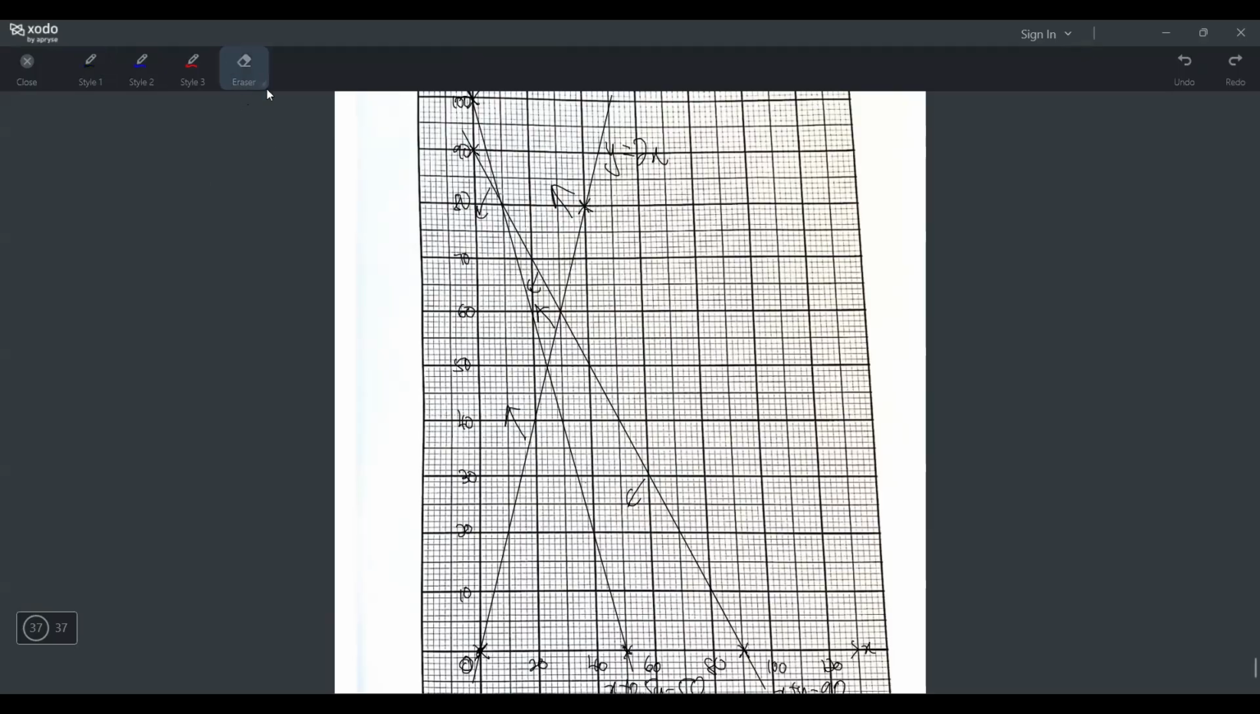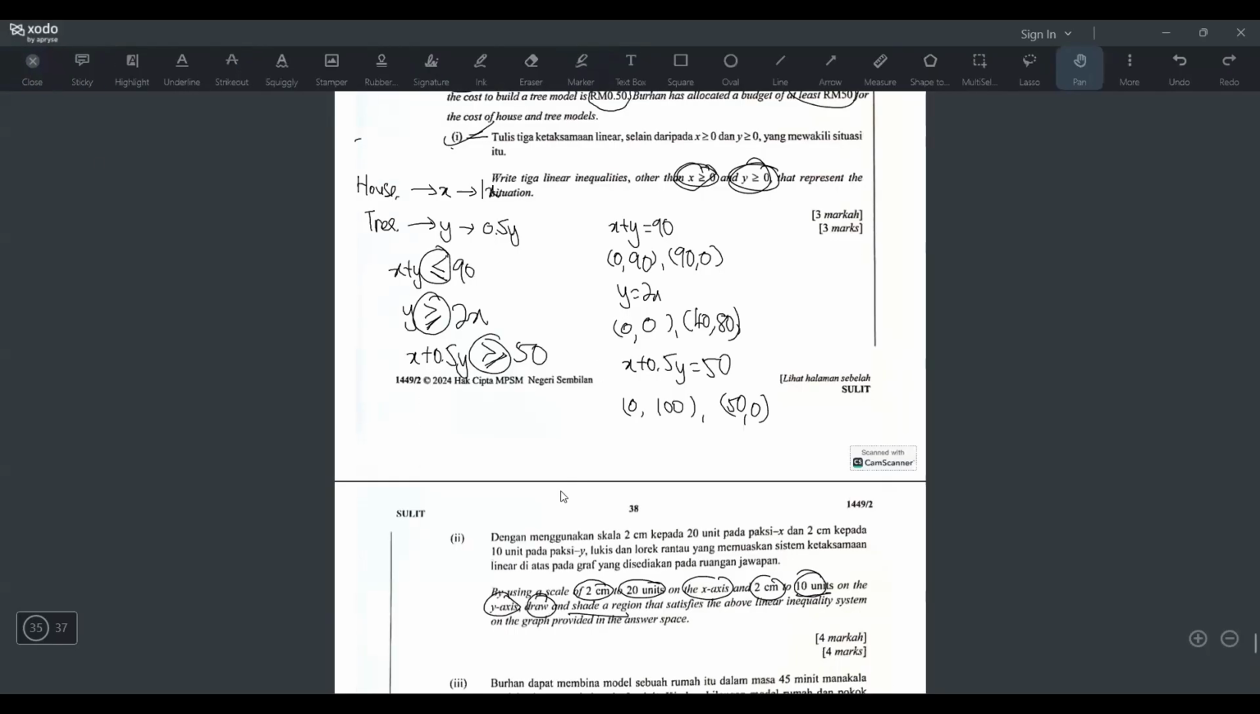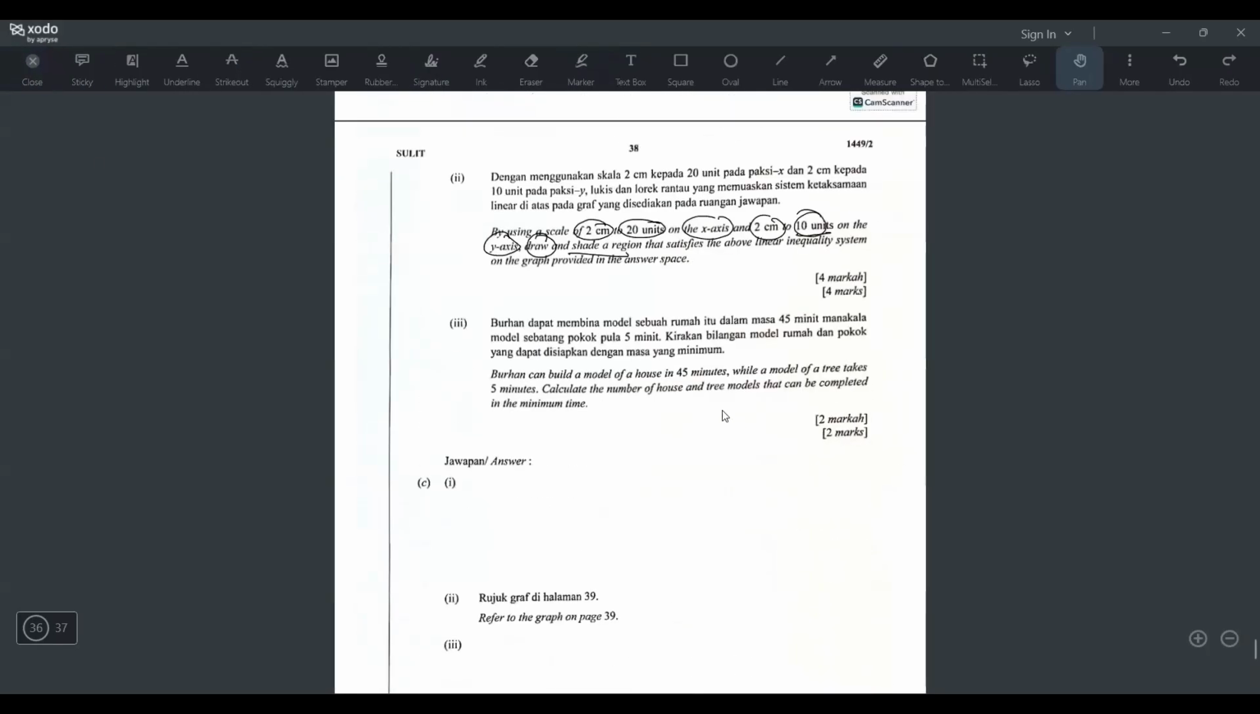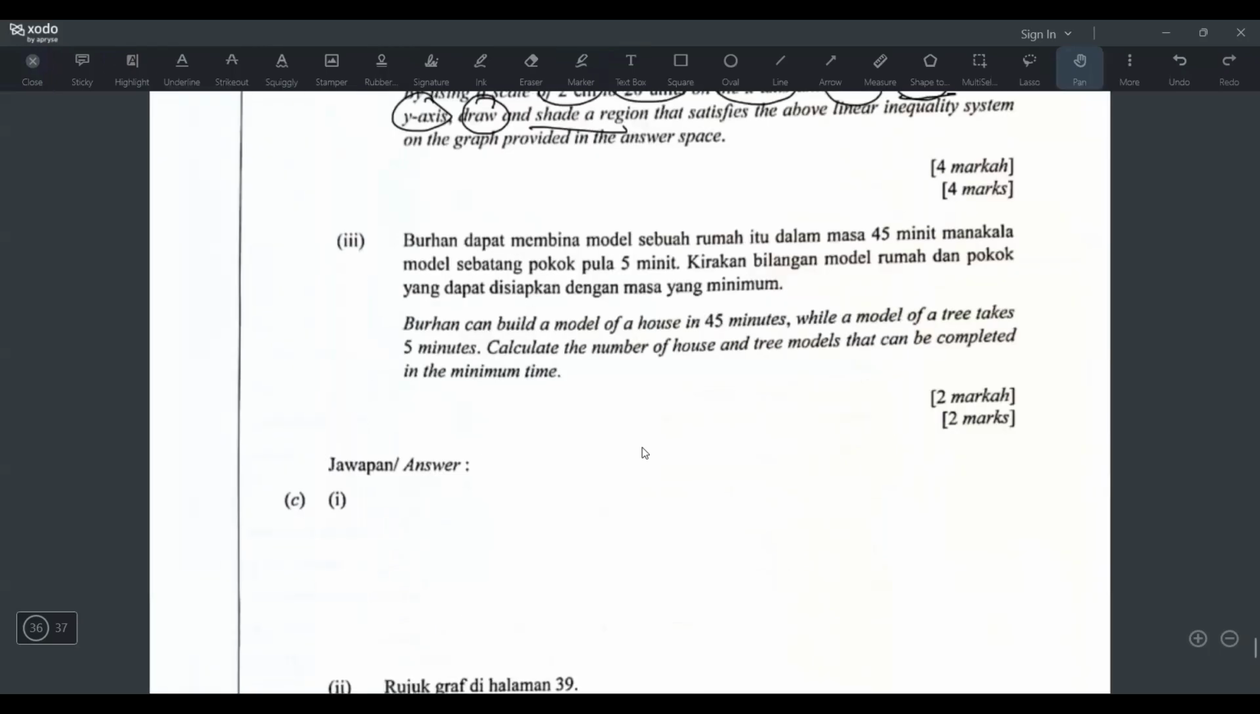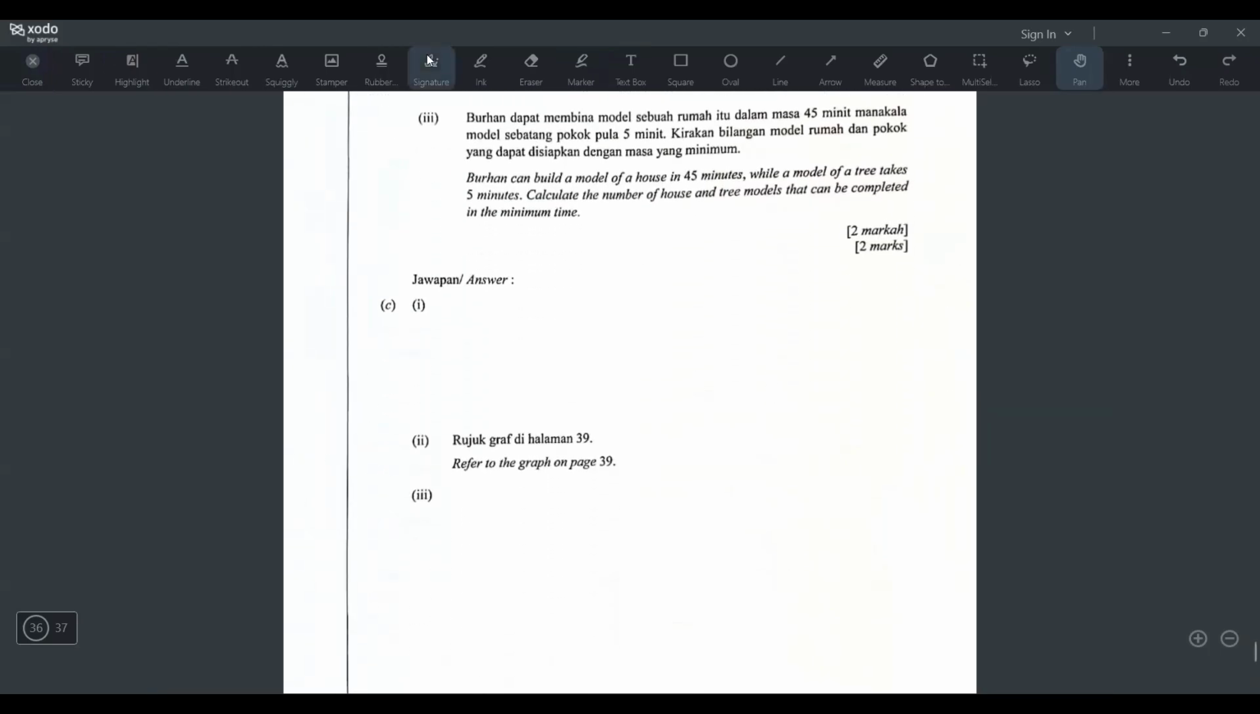Okay, so let me erase. Erase, erase, erase. So we already know it's the triangle because this is the overlap part of the three inequalities, right? And that's the answer. That's all. Okay, so this is question number 2, 4 marks. Yeah, finished. Okay, now let's enlarge it back. Okay, let's do number 3 now.